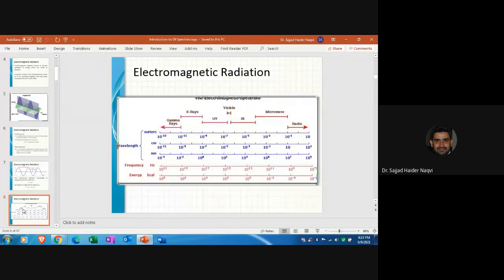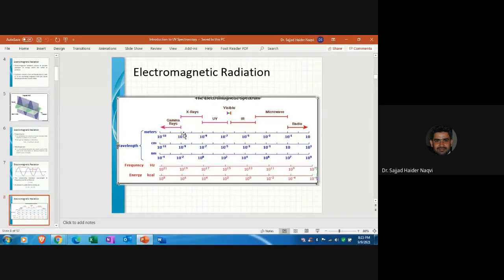This is a basic diagram showing the spectrum of electromagnetic radiation, and you can see that there are different regions in terms of wavelength, frequency, and energy. Mostly we define this spectrum on the basis of wavelength. Starting from the gamma rays, within the range of 10 to the power minus 13 to 10 to the power minus 11 meters. That's the wavelength. The unit of wavelength is meter.